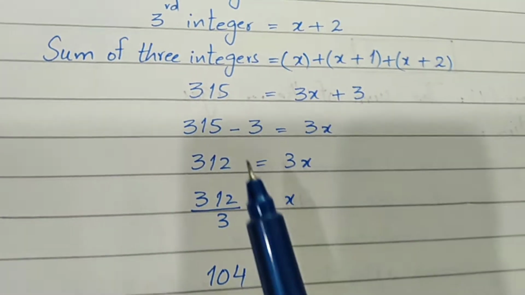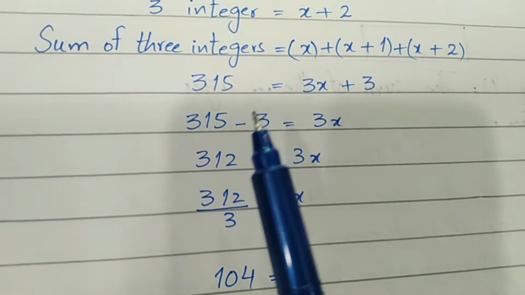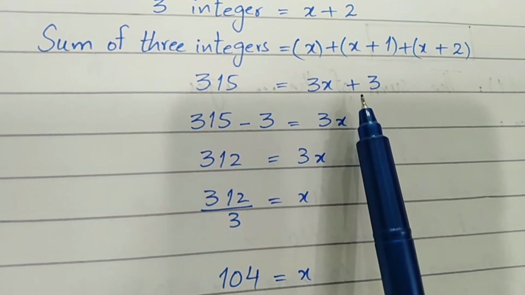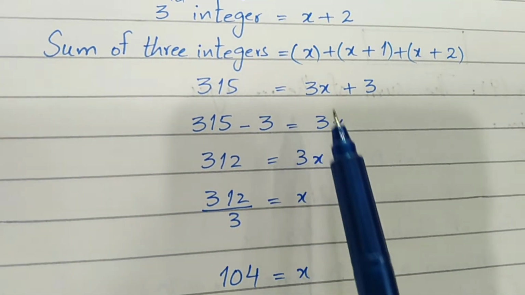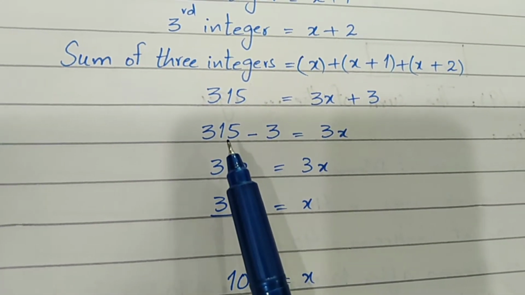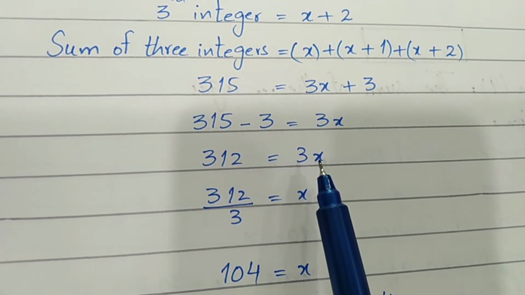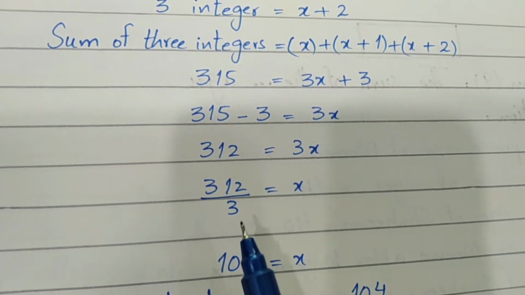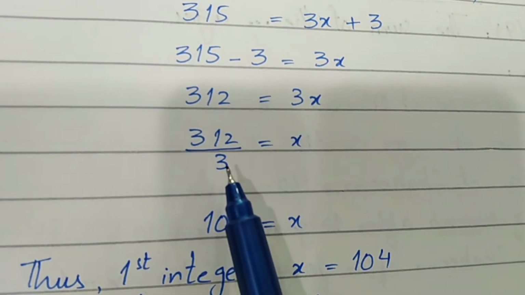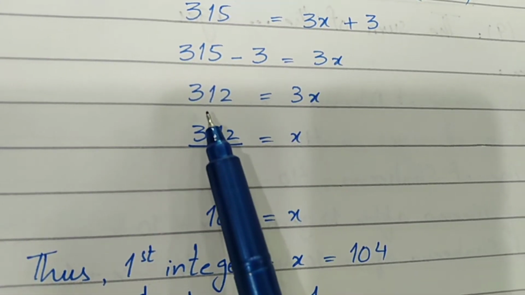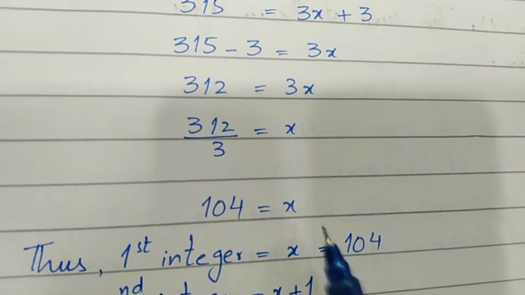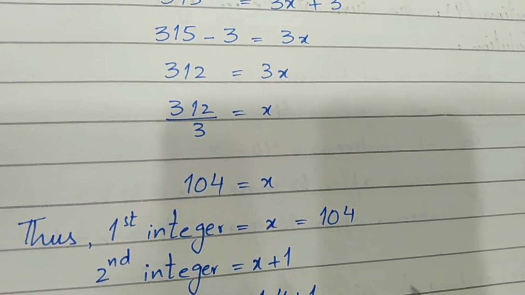Now we have to move the constants to the left hand side. So 315 plus 3 will become negative 3, and that is equal to 3x. After the subtraction of 3 from 315, we get 312, and 3 is multiplying with x, so it will be divided on the left hand side. After the cancellation of 3, we get 3 1s are 3, 0, 3 4s are 12. So the first number is 104.